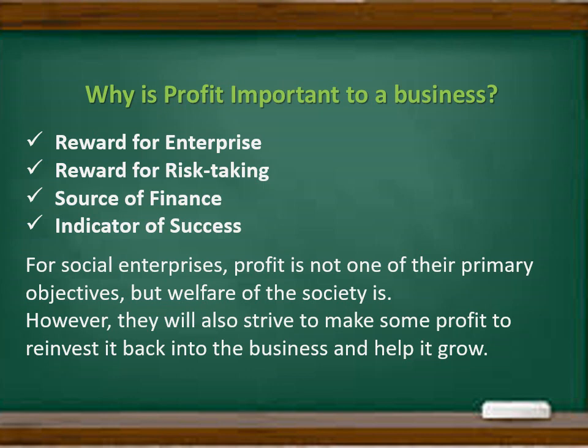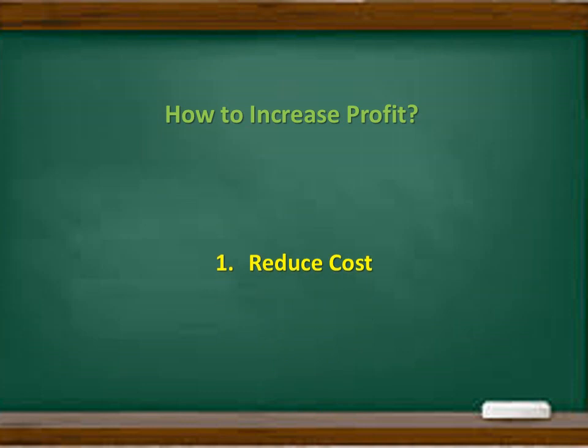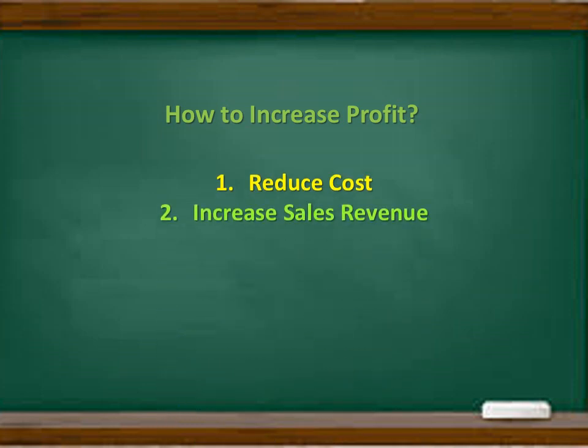So, even the social enterprises will strive to make profit so that they can sustain the business and keep going and growing. The two main aspects to increase profit for any business are: one, to reduce the costs, that is to control the costs to become efficient in operations management. Two, to increase the sales revenue.